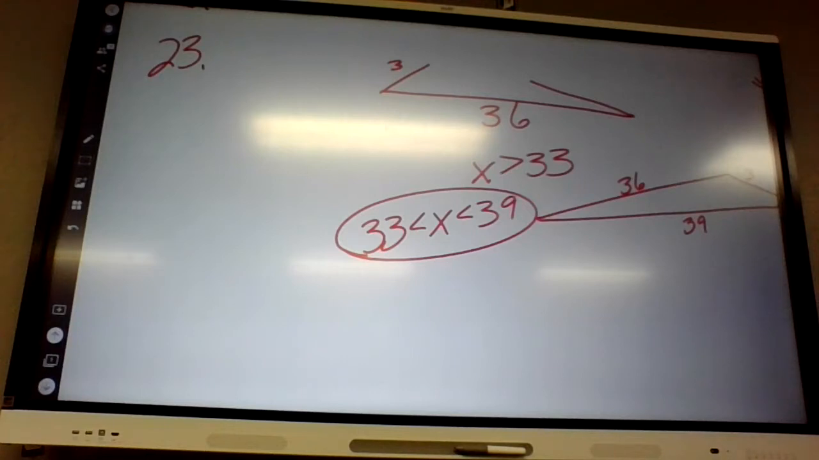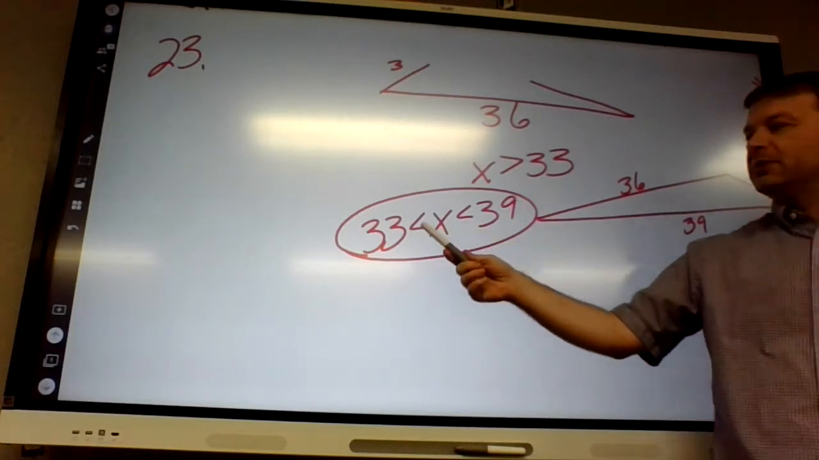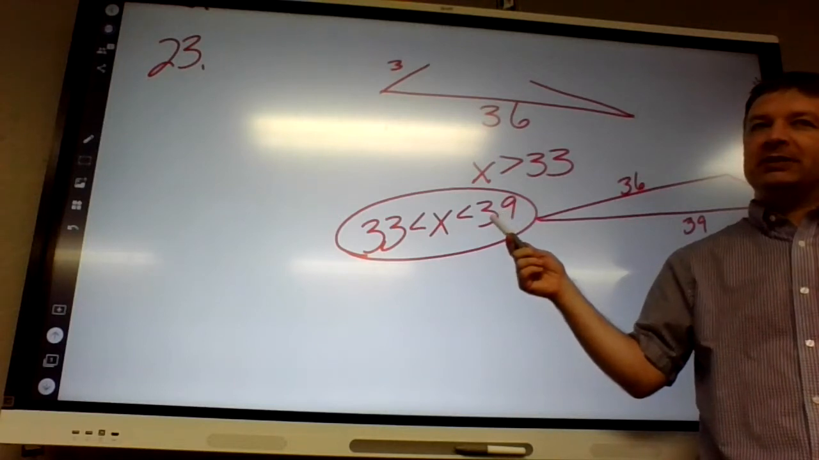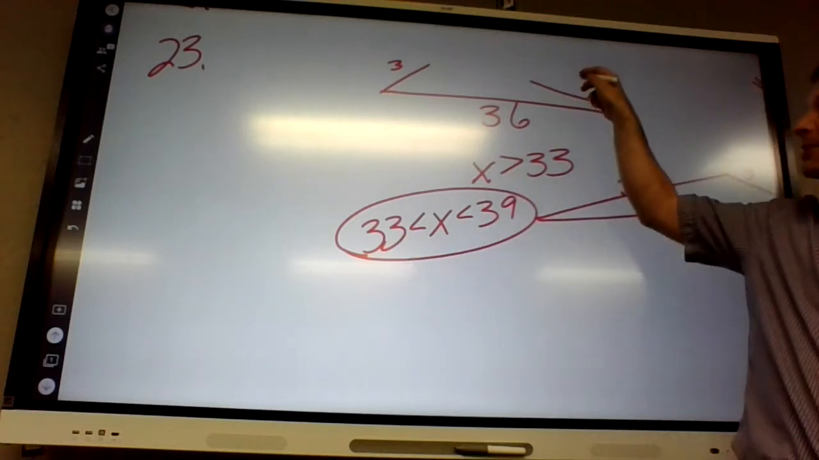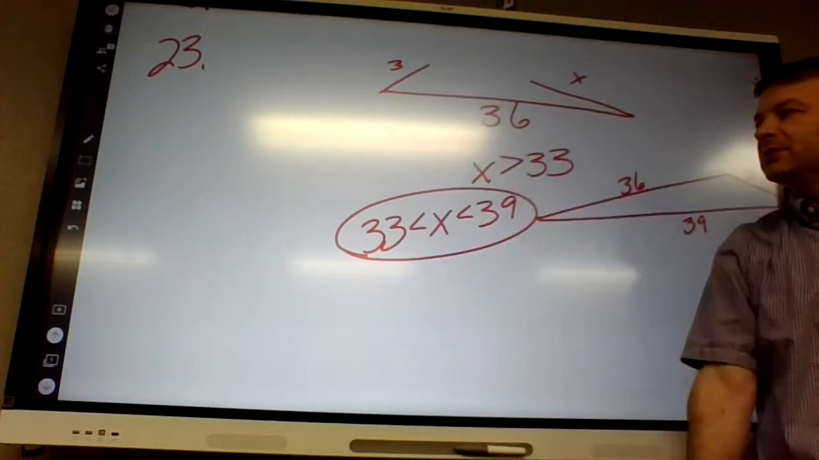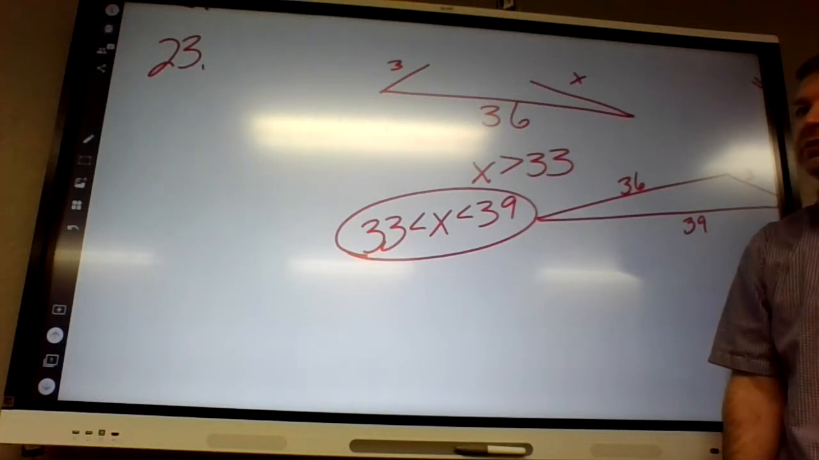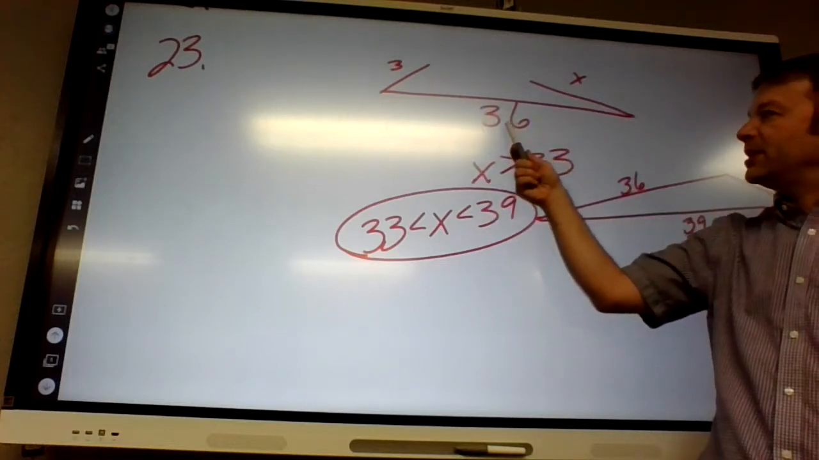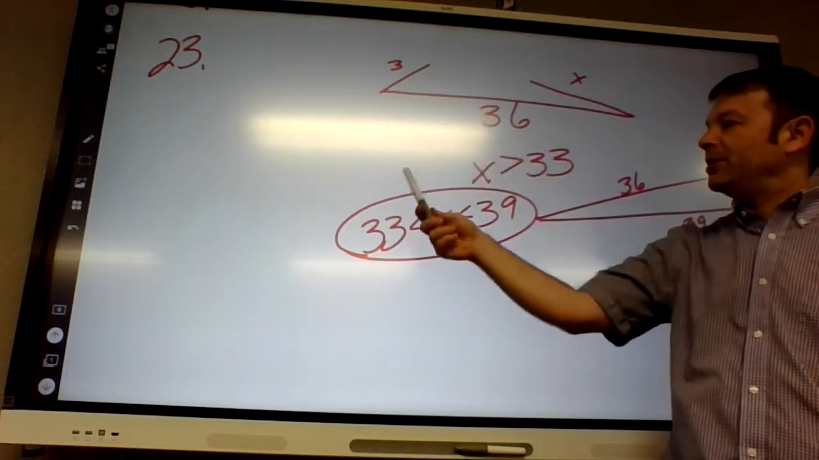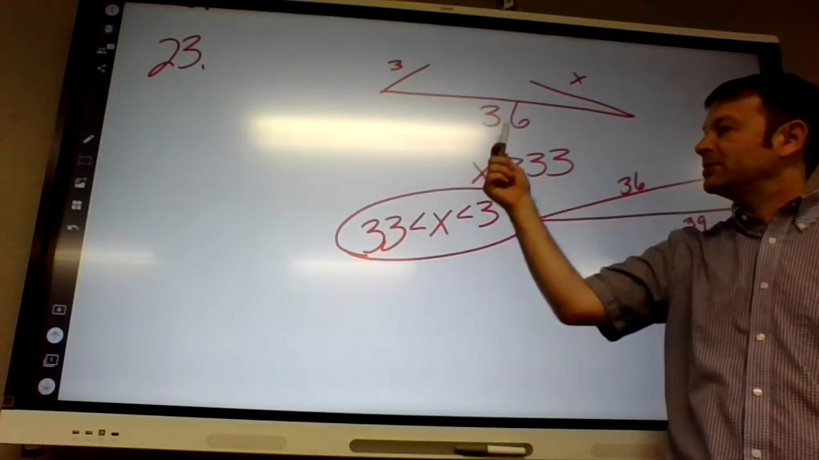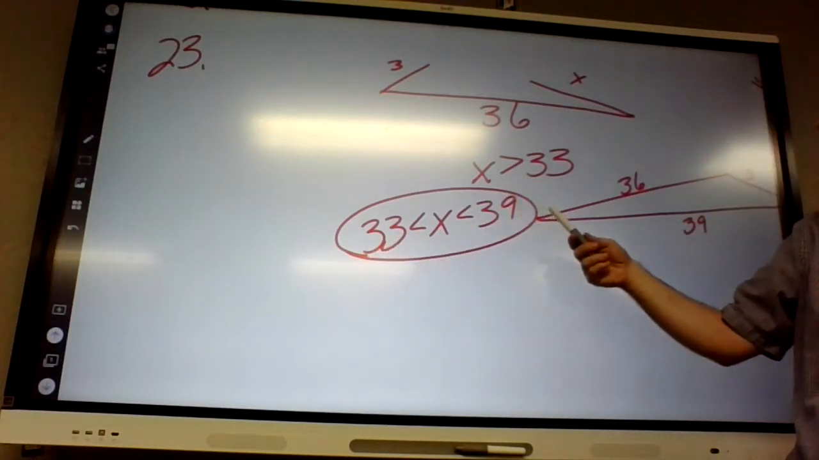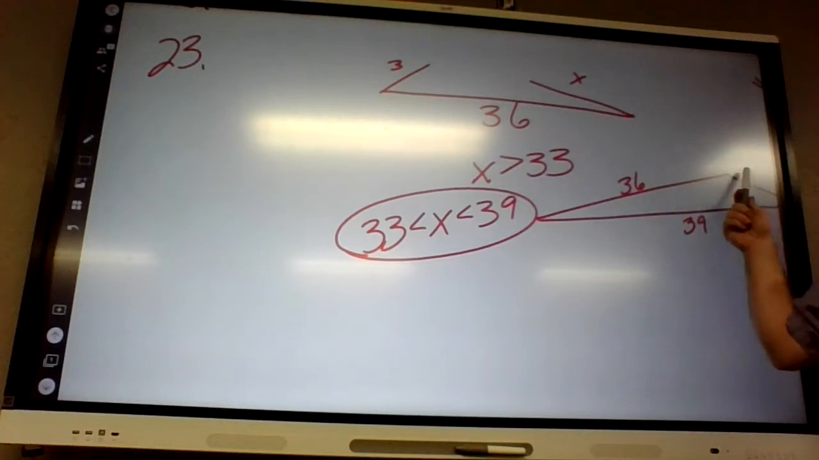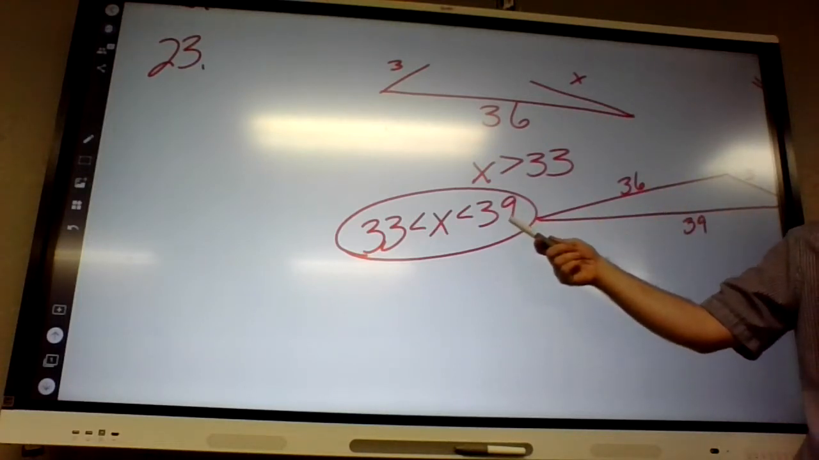Can somebody maybe help sum up how we can get these numbers simply? 33, how does that relate to these two guys? The 3 would have to be connected to the 33 for it to be a complete triangle. Yeah, they add up to this, or you could say this minus this is 33. It's got to be bigger than the difference of these two numbers. So 36 minus 3 is 33. It's got to be bigger than that. And 39, it's got to be smaller than the sum of these two numbers. So that's where this number comes from.